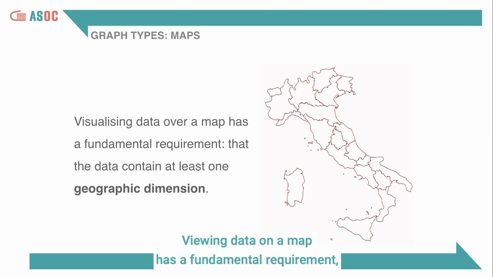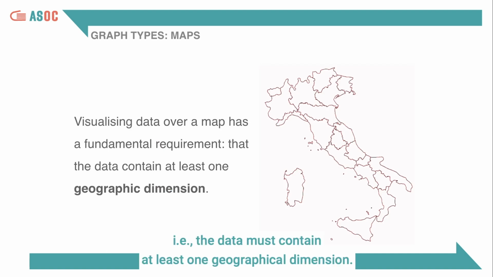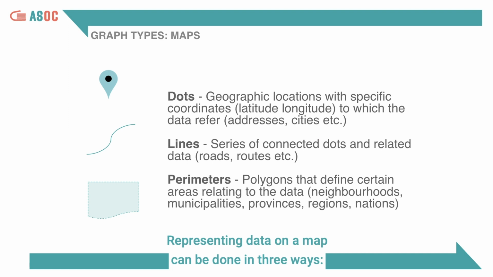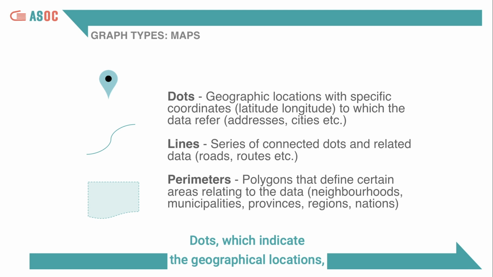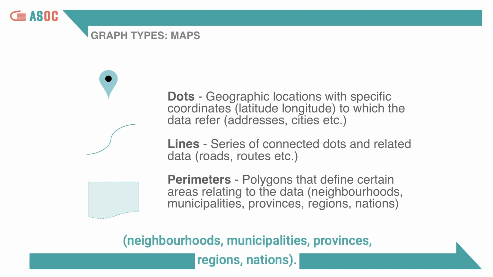Viewing data on a map has a fundamental requirement. That is, the data must contain at least one geographical dimension. Representing data on a map can be done in three ways: dots, which indicate the geographical locations, with specific coordinates, latitude and longitude, to which the data refers, addresses, cities, etc. Lines, which indicate a set of connected dots and related data, roads, routes. Perimeters, that is, polygons that delineate certain areas related to the data. Neighbourhoods, municipalities, provinces, regions, nations.